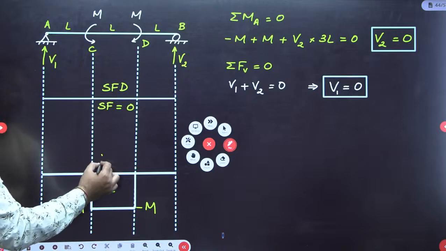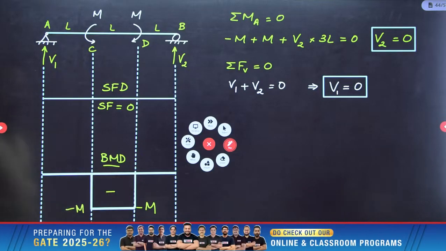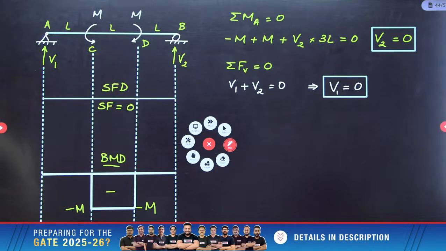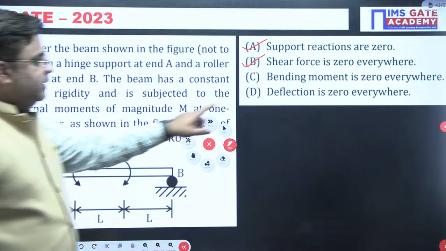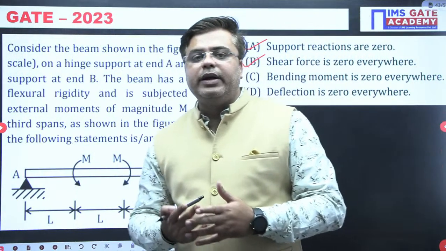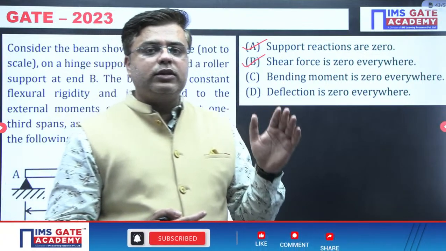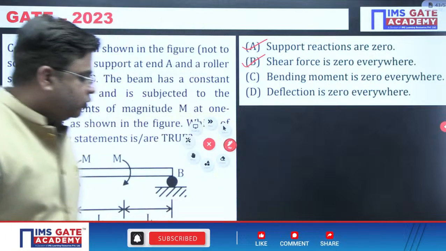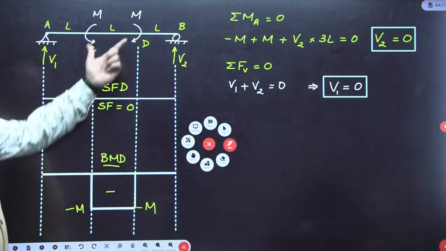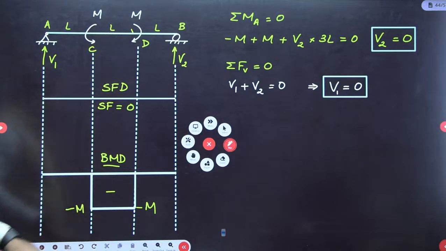So you can clearly see that the bending moment diagram is not 0 everywhere. It is having some magnitude in this middle 1/3 length. Now last one is deflection is 0 everywhere. My dear, if bending moment is not 0 everywhere, then that bending moment is going to hog the beam over that length. So you can clearly see this. The bending moment is negative here, so the beam is going to hog in this portion. Hence, your deflection is not 0 everywhere.